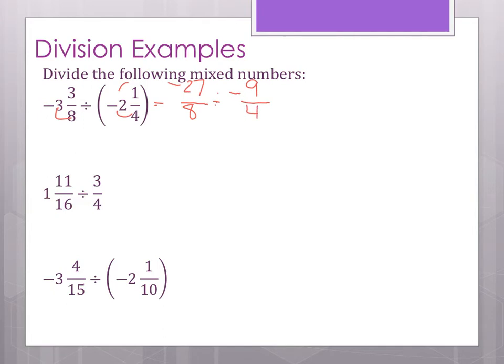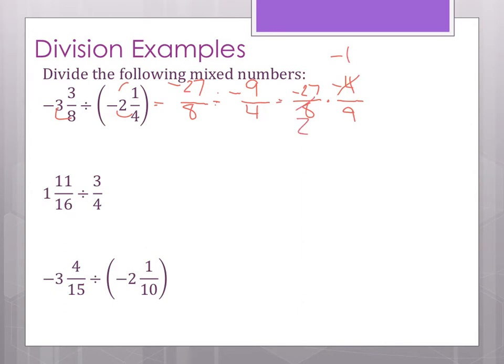And now remember our rules for division of fractions. Copy, change, flip, or keep, change, flip. We keep the first one, so we have negative 27 over 8. We change from division to multiplication, and then we flip the second one, so this will be negative 4 over 9. Multiply by the reciprocal. Cancel out any common factors if possible. Negative 4 and 8 both have 2 in common, or both have 4 in common, so I'll divide them both by 4. I'll get negative 1, and then here I'll get 2.